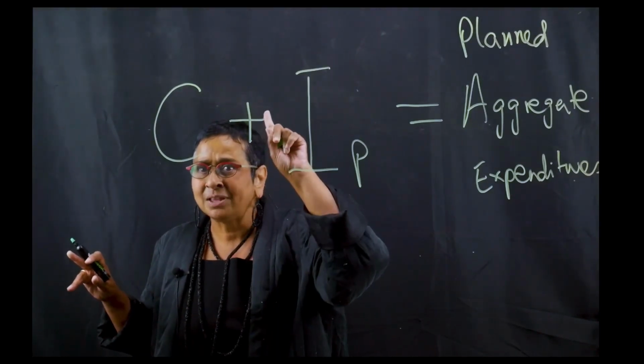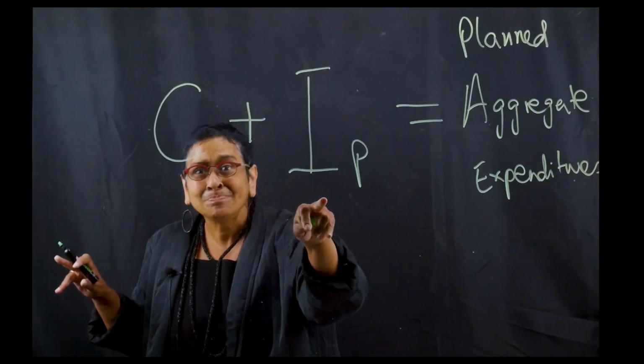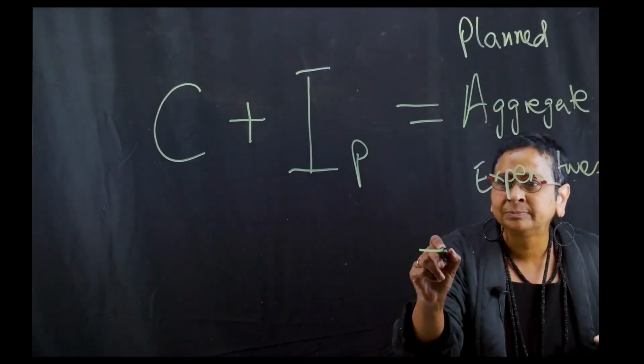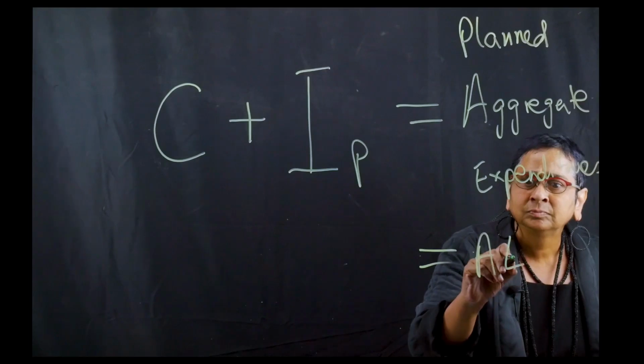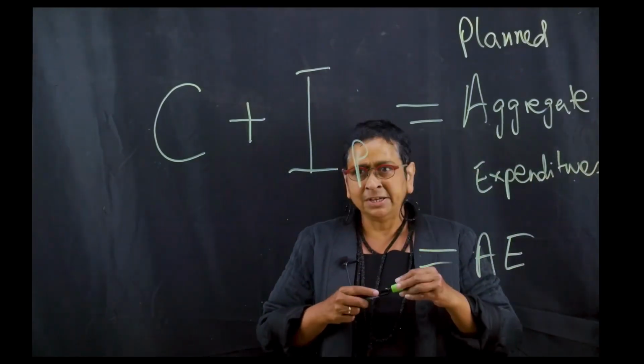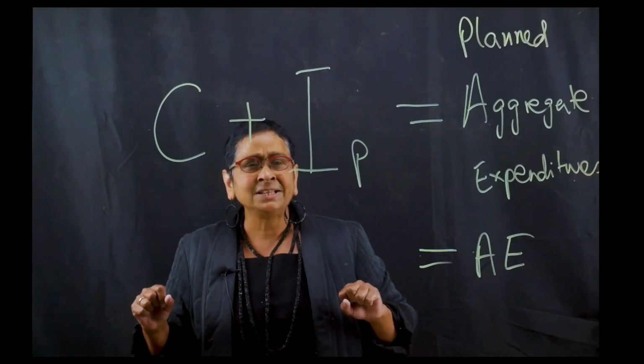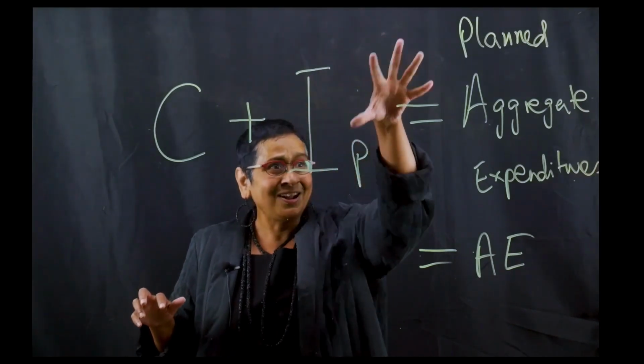So this is very important because remember when you did your real GDP C plus I, that's not the same thing, that was Y. C plus IP, that's what I'm going to call planned aggregate expenditures, often called AE, right?